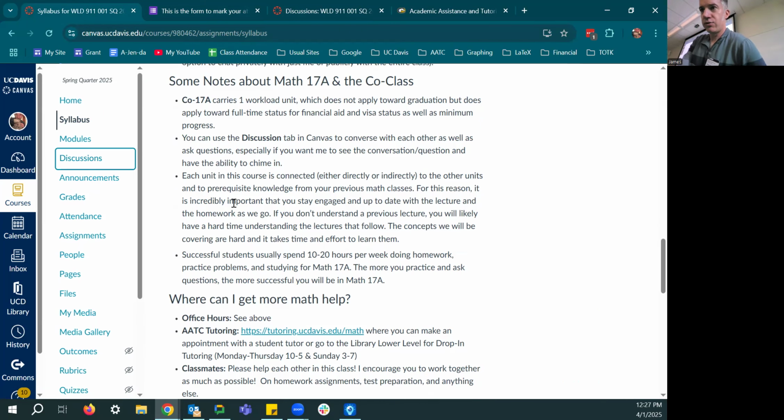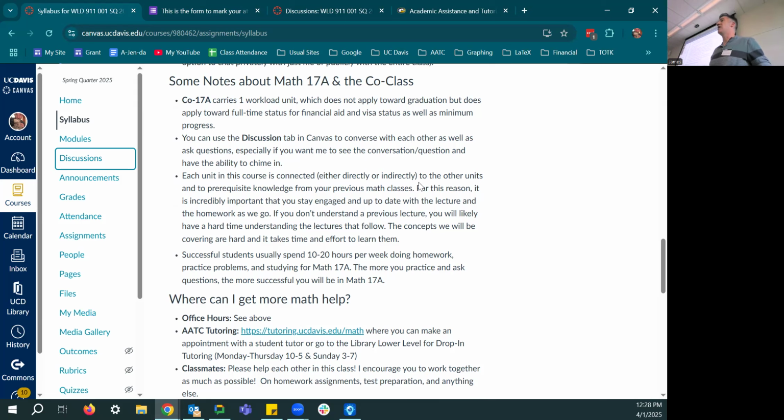What else here? Each unit in this course is connected to the other units and to prerequisite knowledge. We're going to start off this quarter by talking a lot about, it's kind of like all of pre-calculus in a couple of days is kind of what the first week of this class usually feels like. It's not all of pre-calculus. It's a broad overview of pre-calculus things. And then we get into limits and derivatives and all that Calc 1 kind of stuff.